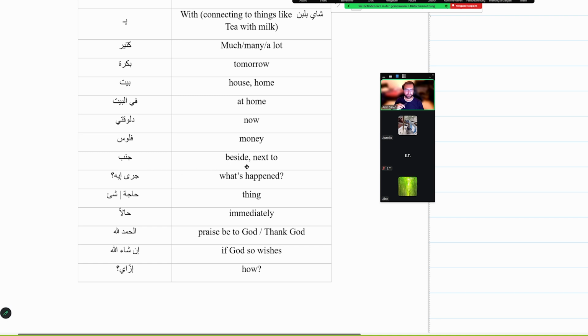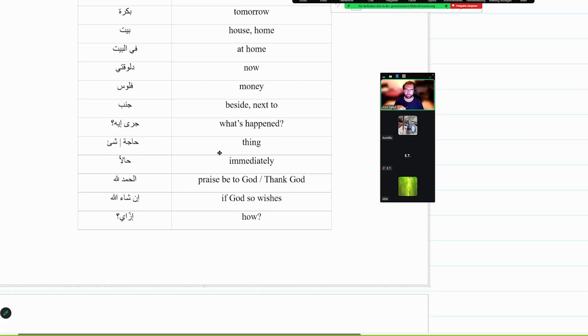Gamb means beside or next to. Sometimes you'll hear this with an N, sometimes with an M. It depends on the person speaking. I usually use M, like gamb, but you can hear both. I think it depends on which Egyptian dialect you're speaking and the background of the person speaking. But I think Cairene dialects especially mostly use the M version of the word.